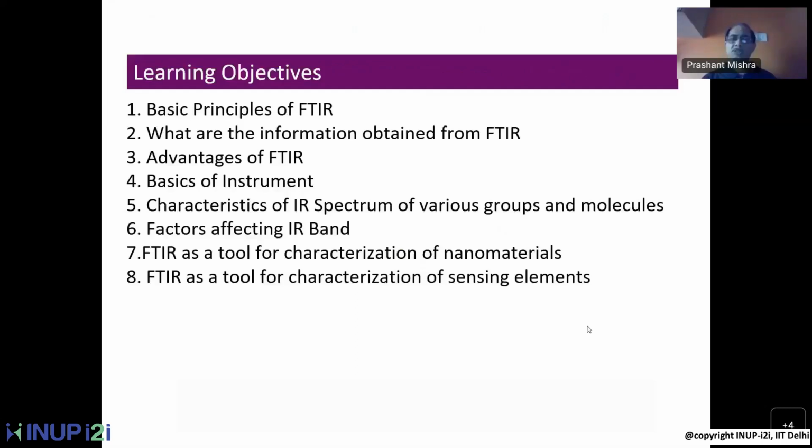So once you learn the principle, you will know where you can apply it. Then you will also learn that out of the several techniques you have learned, what are the advantages of FTIR? What is the basic instrument? When you use this FTIR, you should also know what is inside the FTIR instrument. So we will get some information about that.